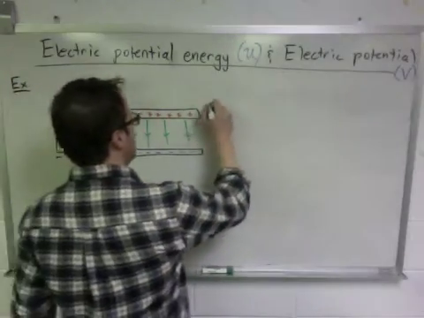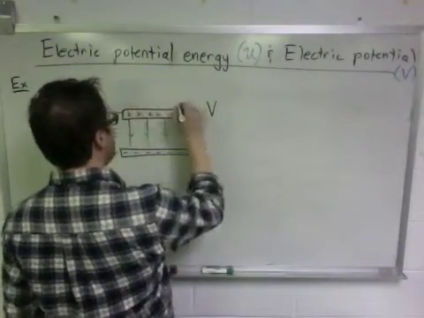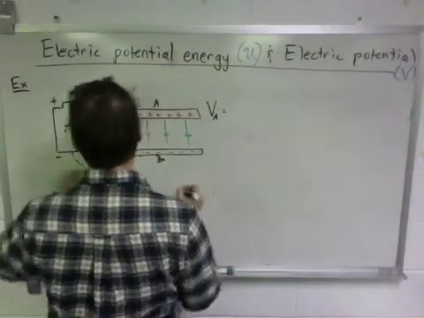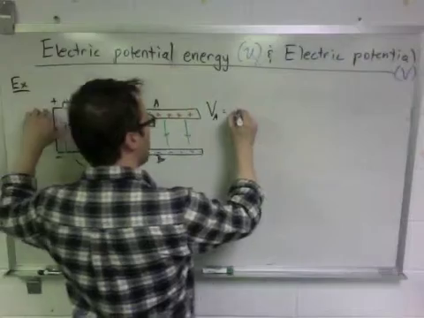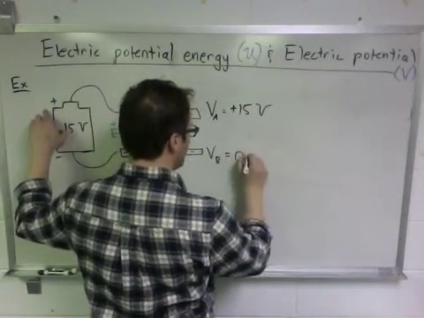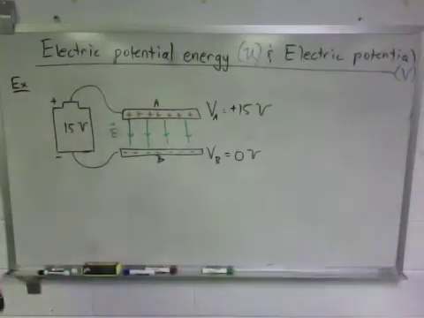Potential. We know that the potential, let's call this plate A, let's call this plate B. We know that the potential at plate A, let's call it 15 volts, and the potential at plate B, let's call that 0 volts. Now, it turns out that's kind of an arbitrary decision.